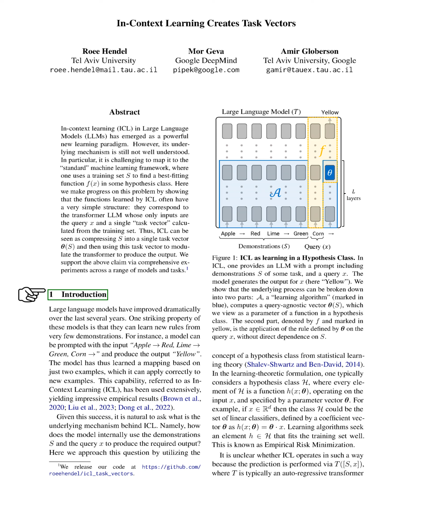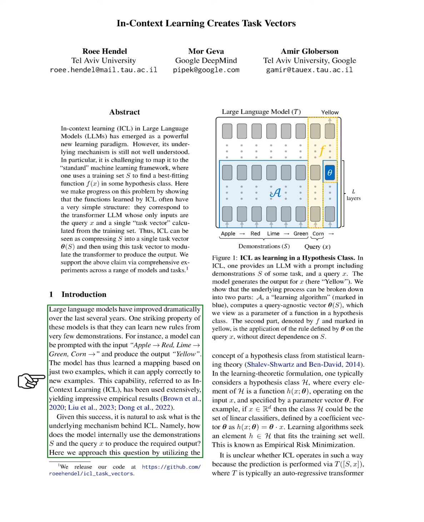Introduction. We're going to talk about how large language models, LLMs, have made significant strides in recent years. One of their most impressive features is their ability to learn new rules from just a few examples. For instance, if we give a model a couple of examples like, apple leads to red, lime leads to green, and then ask it about corn, it will correctly respond with yellow. This ability, known as in-context learning, ICL, has been used extensively and has produced some impressive results.